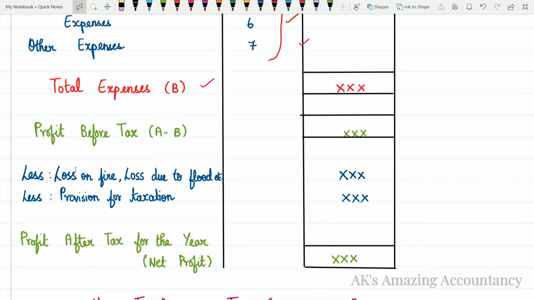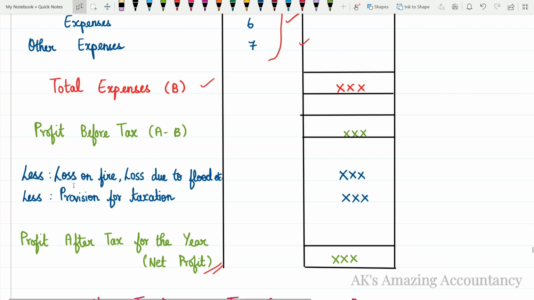Then if there is any extraordinary losses like loss on fire or loss due to flood, etc., that has to be deducted. And if there is any provision for taxation as per the problem, even that has to be deducted. And finally, you will arrive at the profit after tax for the year, which will be called as the net profit. So this is the format of the statement of profit and loss.